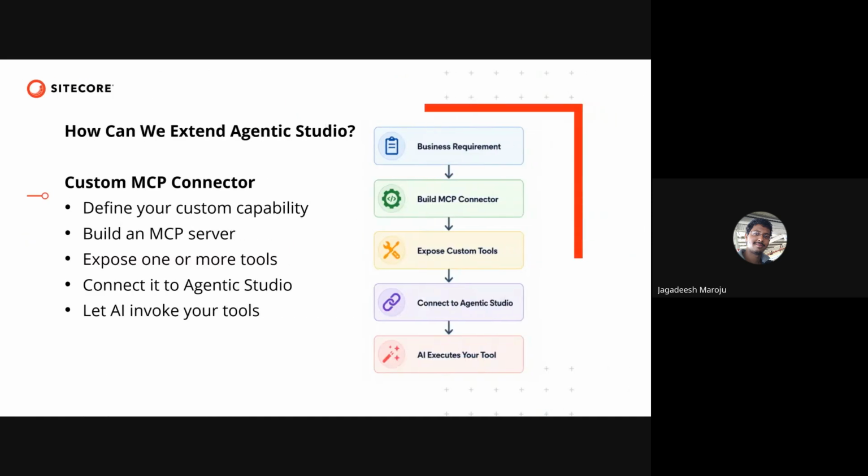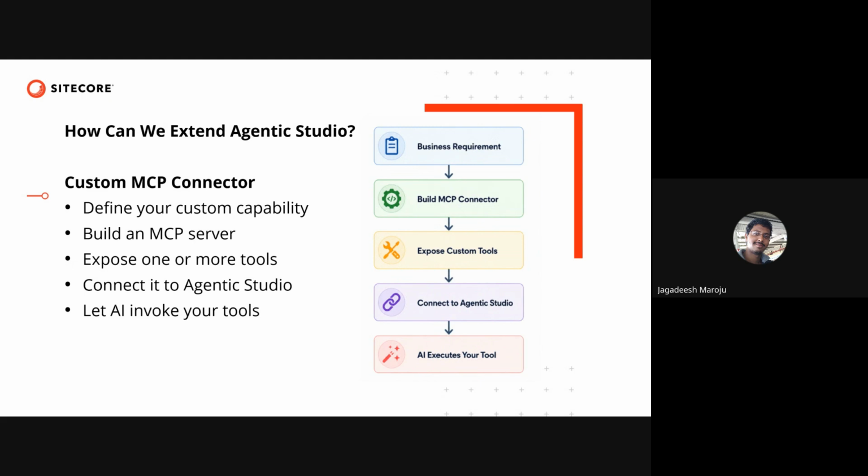Now that we have seen why custom connectors are valuable, the next question is how do we actually build one, right? At a very high level, the process is quite straightforward. Firstly, identify the business capability that you want to expose. That capability can be anything, as I mentioned, from creating Sitecore templates to publishing content or interacting with Content Hub. That's your first step, the business requirement. The next one is building an MCP server. This server becomes the bridge between Agentic Studio and your backend systems. So that's the MCP server.